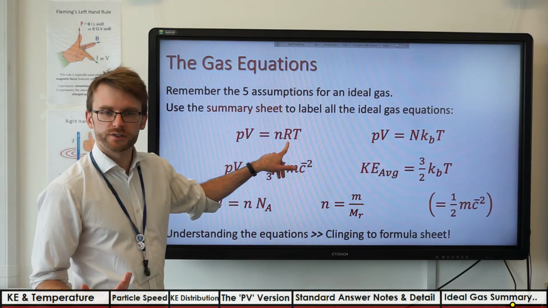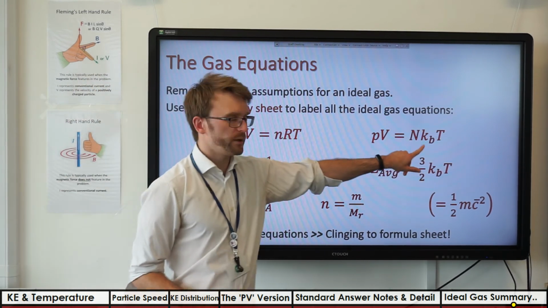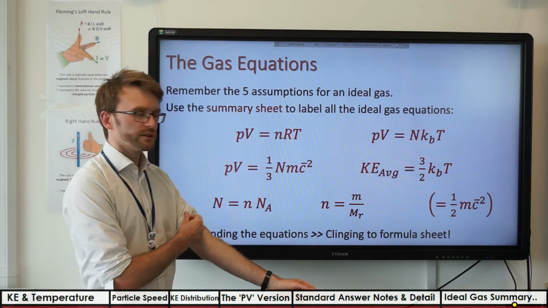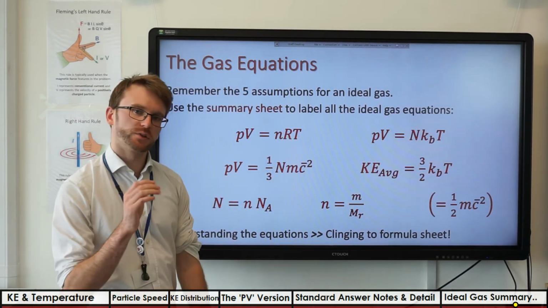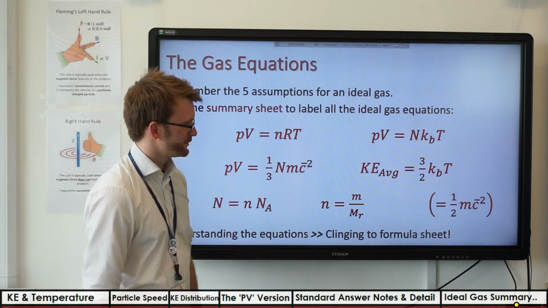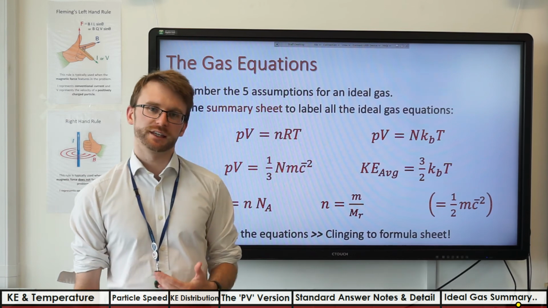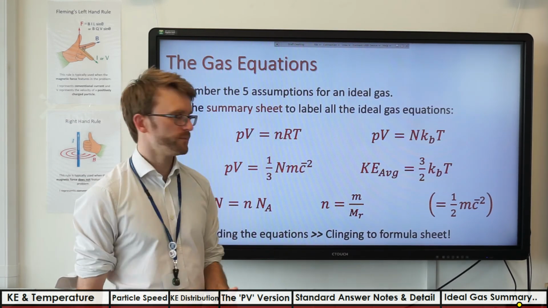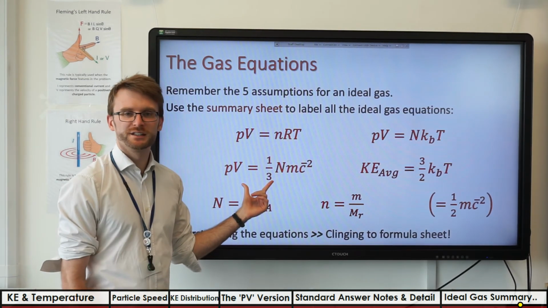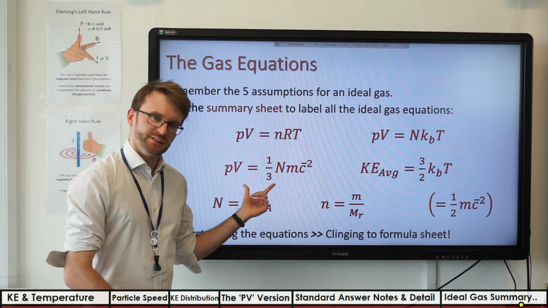Here we've got the gas constant, 8.31. Here we have the Boltzmann constant, which is tiny. So those two constants are very different as well. Make sure you use the right one in the right place. And finally, an important point, this is the predominant method for calculating the average speed of a particle. This is very rarely used.